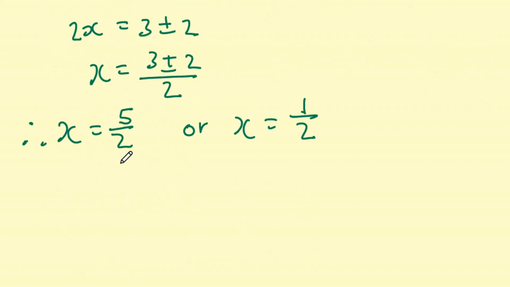Of course, we could write these answers with 3 significant figures. So 5 divided by 2 is 2.50, and a half, of course, is 0.50.